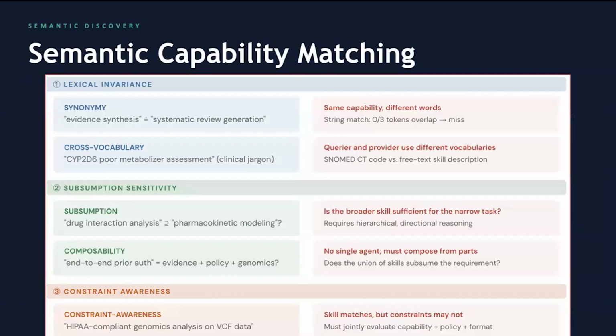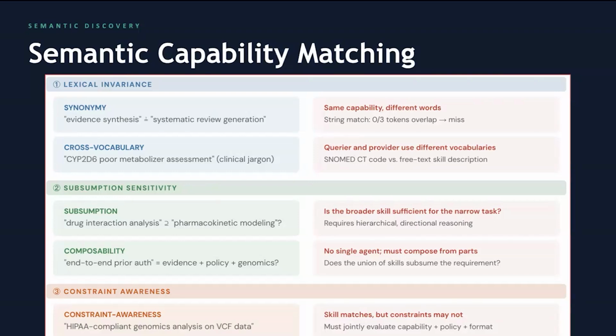So lexical invariance, in examples, might be like synonymy, right? Evidence synthesis, is that equal to systematic review generation? There's no keyword match, but you need to identify whether those are relevant to one another. And the cross vocabulary is another problem. So you've got different people in different domains. Academics are pretty familiar with this, where you've got your own jargon specific to your environment. And now you need to communicate with somebody in a different field. Having the right vocabulary can be difficult.